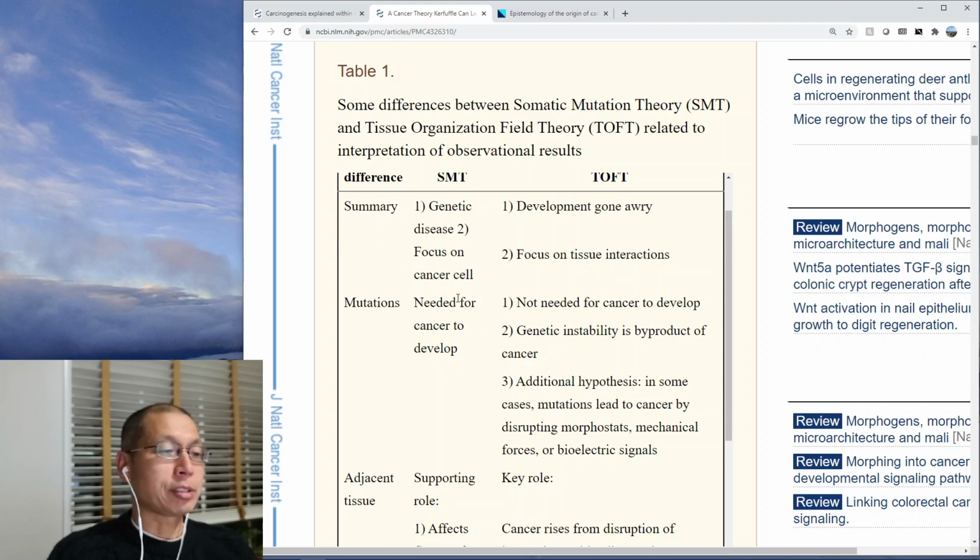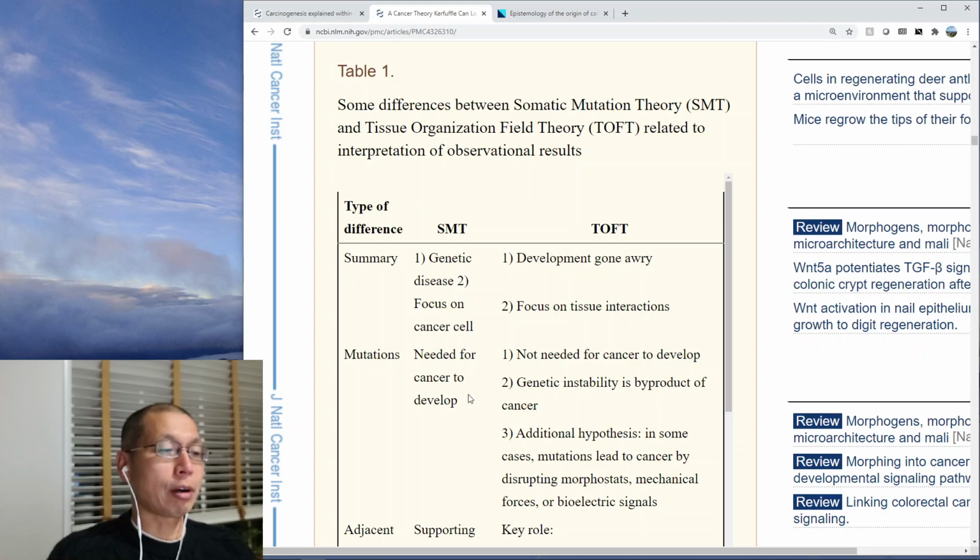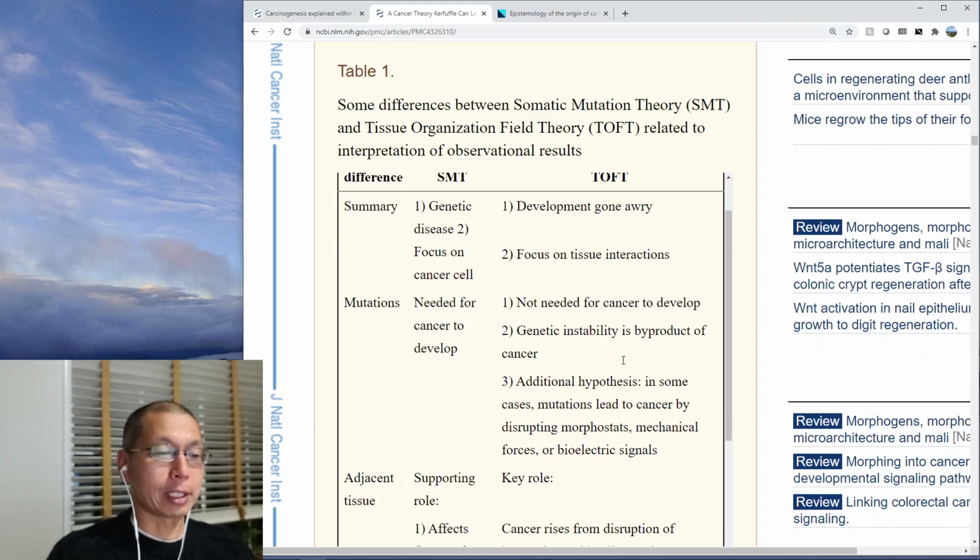The somatic mutation theory says that mutations are what are needed for the cancer to develop. So the mutation causes the cancer. TOFT theory says that you don't need mutations for cancer, and that genetic instability, the mutations, are a byproduct of the cancer. So the mutations happen after the cancer forms because the cancer is growing and is no longer repairing their DNA.